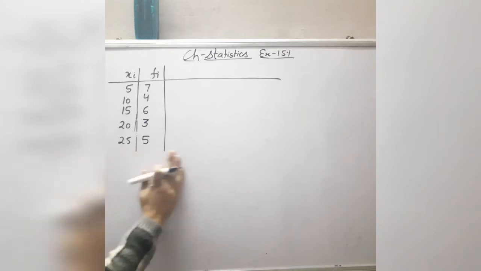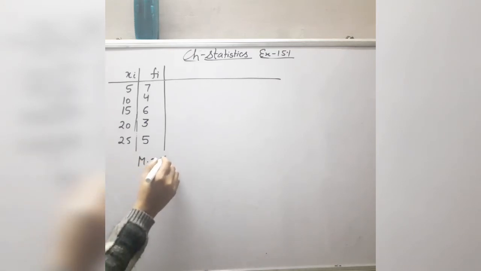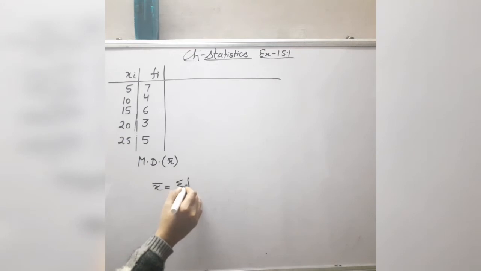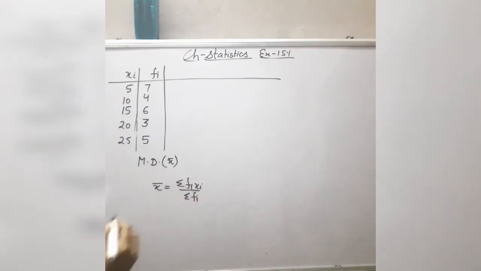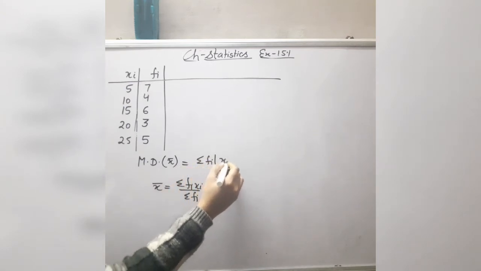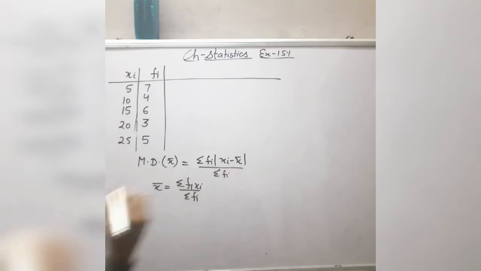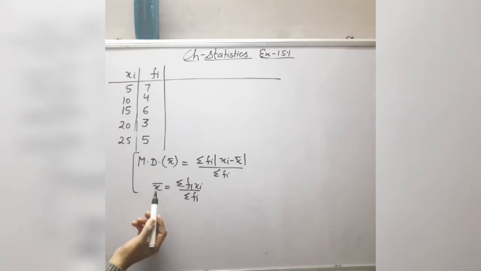Firstly, see what the formula for mean deviation is. We have to find the mean deviation about mean, so firstly we will find the mean. The formula for mean, all of you know, is summation fi xi divided by summation fi, and the formula for mean deviation is summation fi mod xi minus x bar divided by summation fi. So according to these two formulas, firstly we will calculate the mean.